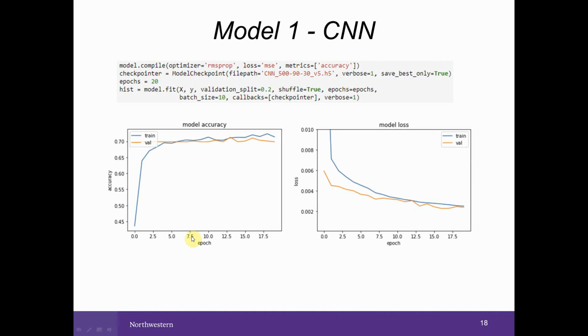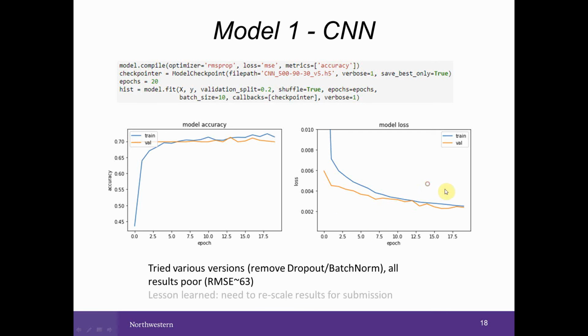Here are my results. Accuracy leveled out after a short while, and the loss tends to converge a little bit. So it seemed like it was going okay. As I started to submit this to the site to get a score on it, I was getting these terrible, terrible results. I put dropout in there, I changed the batch normalization, I changed all sorts of things. I kept getting these ridiculously high root mean squared error numbers of 63, and for the life of me, I couldn't figure it out for the longest time.